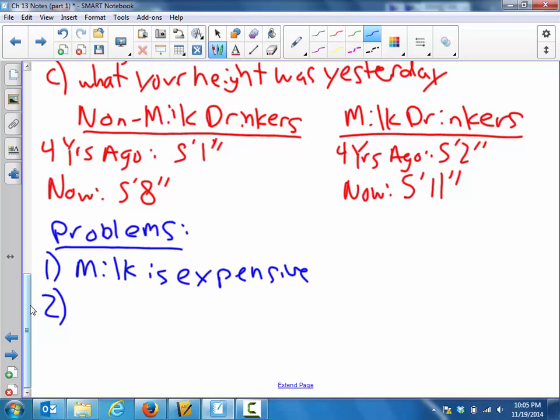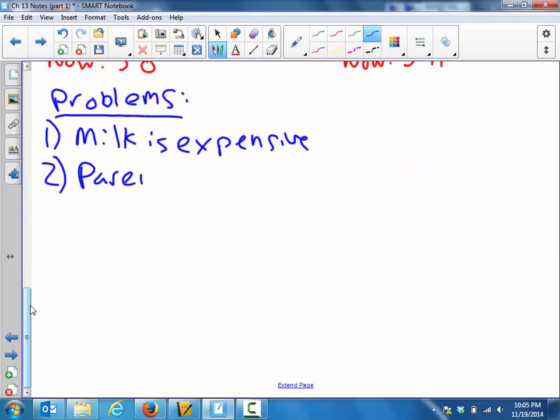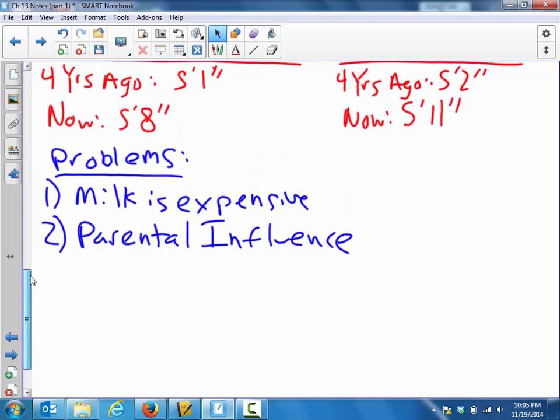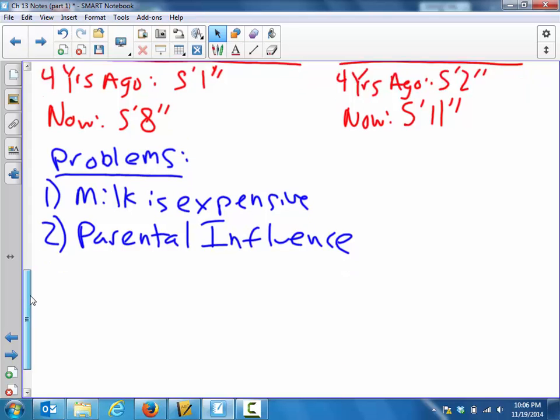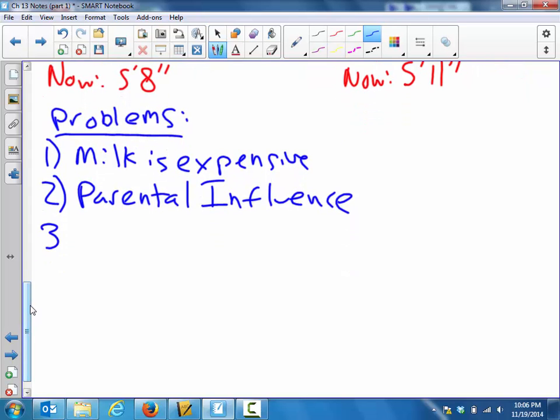Secondly, parental influence. What do I mean by that? I mean that perhaps the milk drinkers have naturally taller parents on average than the non-milk drinkers. If all I've done is go to the cafeteria and interview people to determine their heights before and after, I can't know that. That's something that could naturally be different between these two groups, so it could influence the results. These two things so far have weakened my ability to say that milk has this cause and effect relationship upon heights.